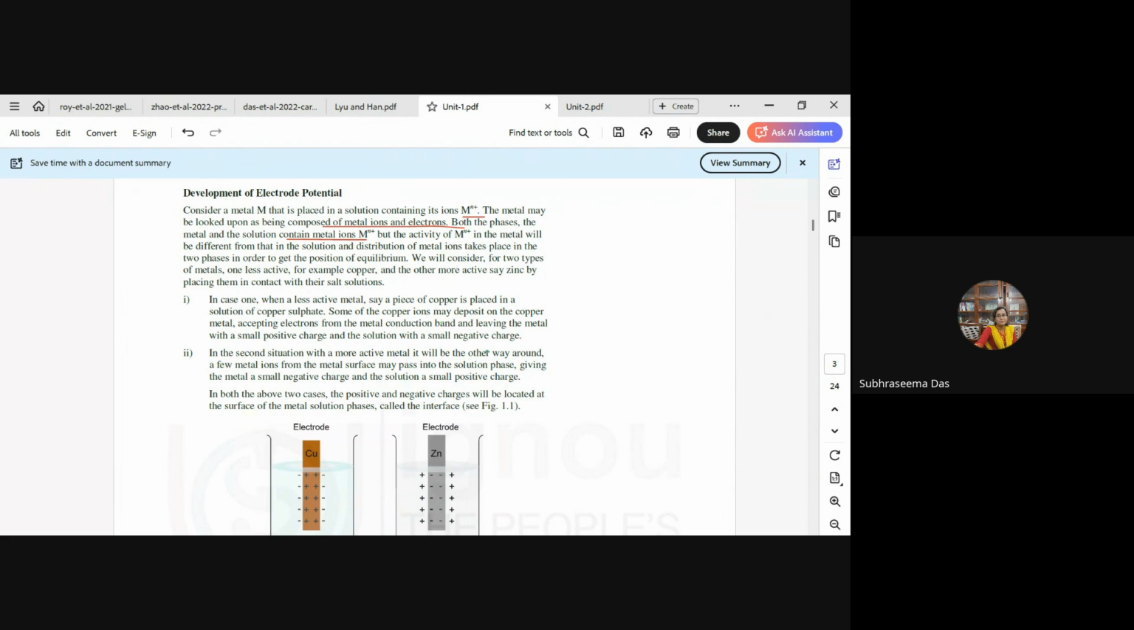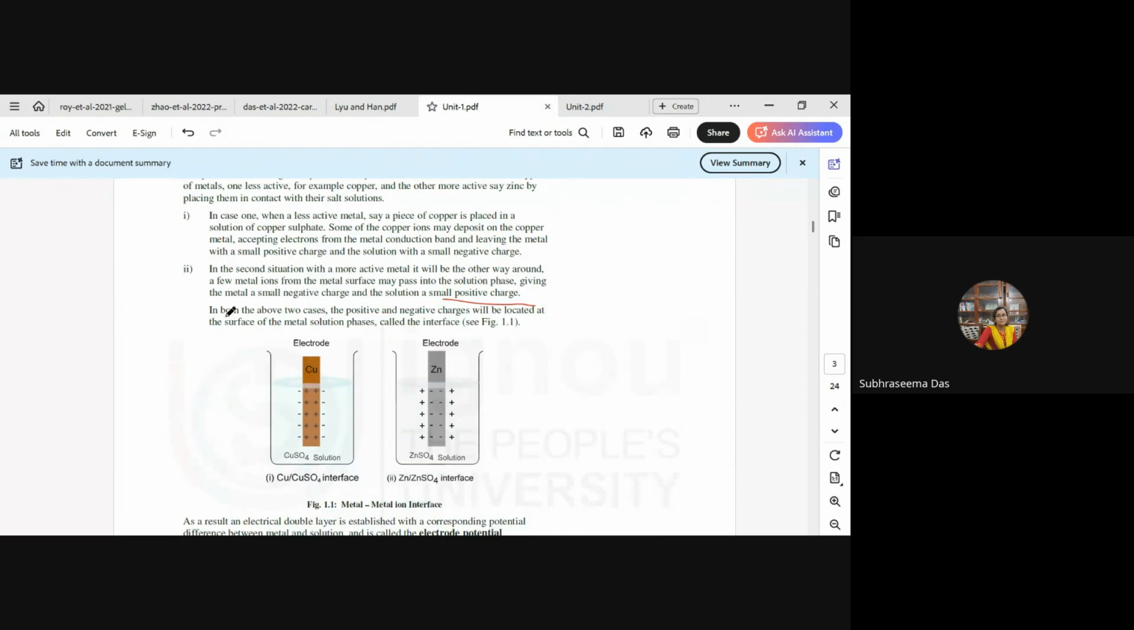In the second situation, suppose we take a more active metal. Here it will be the other way around. A few metal ions from the metal surface get into the solution phase, giving the metal a small delta negative charge, and the solution acquires a small positive charge. So depending upon the nature of the metal in solution, the nature of the charge will also vary. In these two cases, the positive and negative charges that develop are located at the surface of the metal and solution phases. This surface, we generally call the interface.